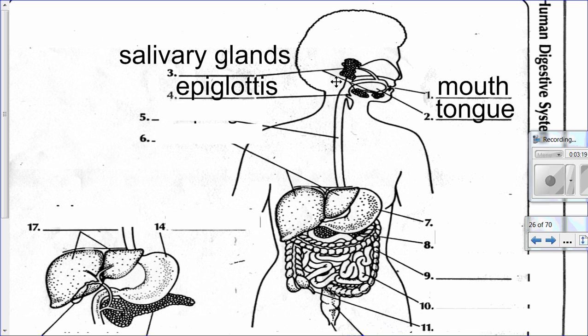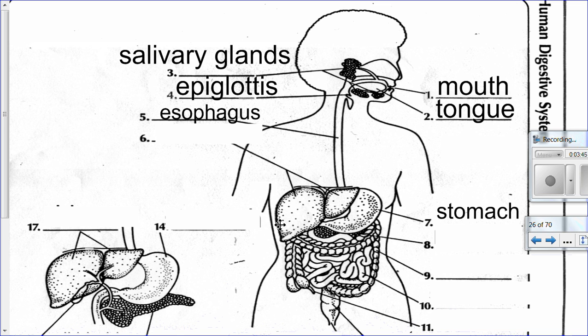Number five is the food tube that will bring the food down from our mouth into our digestive tract. It's called the esophagus. From the esophagus, food will finally enter into the stomach. So I'm going to jump over number six for a second, because number seven is where they place the stomach on our diagram. So food goes from the mouth to the esophagus to the stomach.